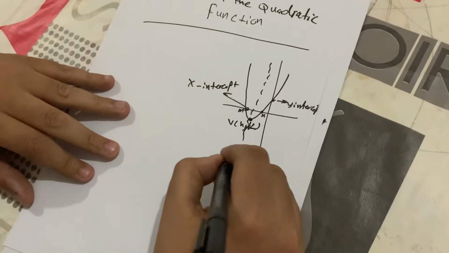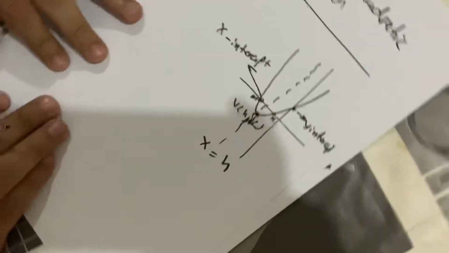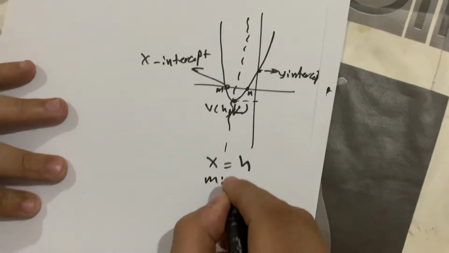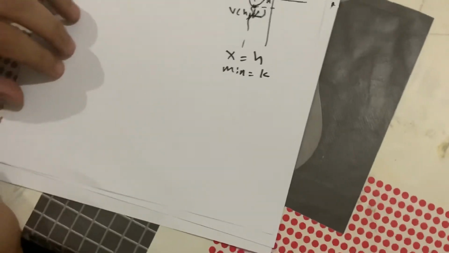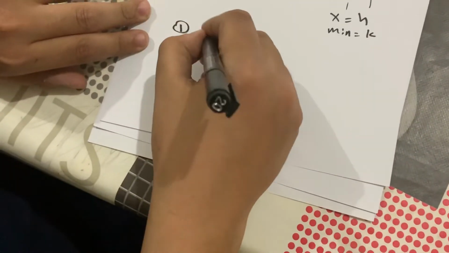The equation of this line is x equals h. And we have here minimum value. Minimum value equals what? Equals k, the second coordinate or y coordinate of the vertex. Right. What are the forms of the quadratic function? Form number one, vertex form.